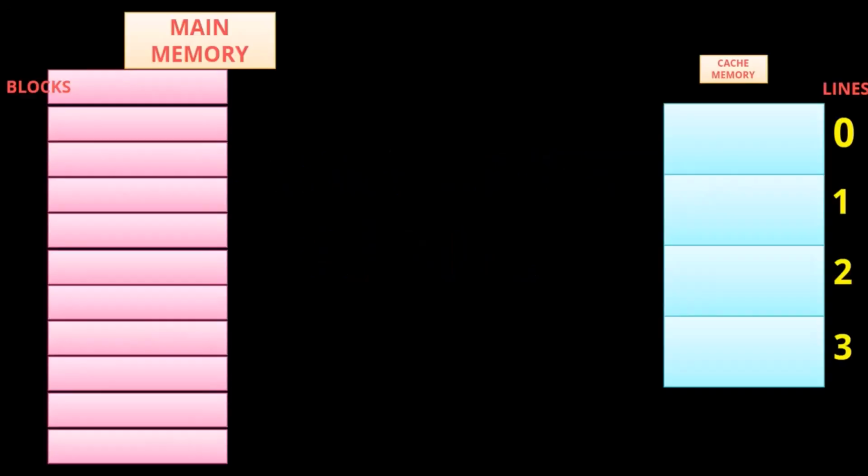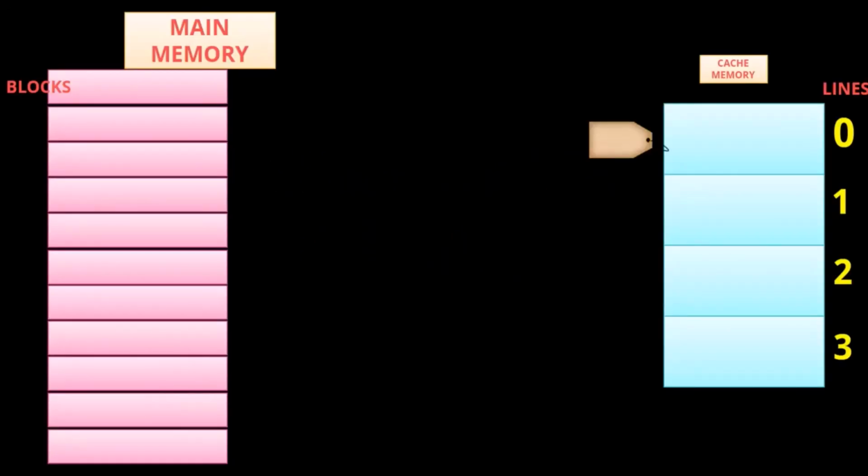And I also came to know that there are 3 types of mapping. One we saw is called direct cache mapping, and the other is called as associative mapping, and the third one is called as set associative mapping. Now let's see about associative mapping.